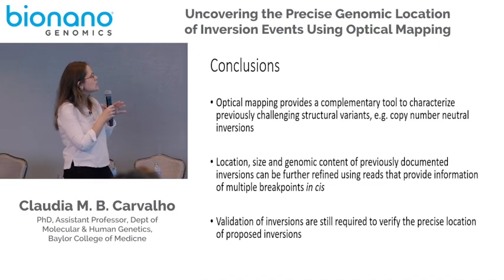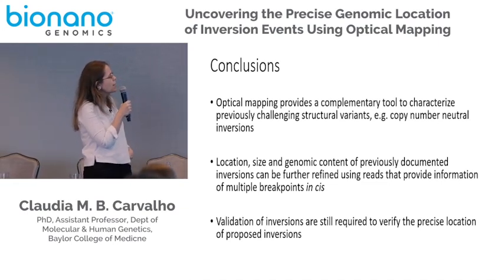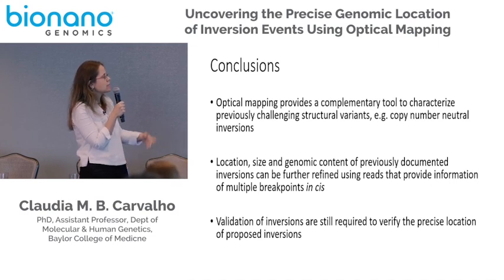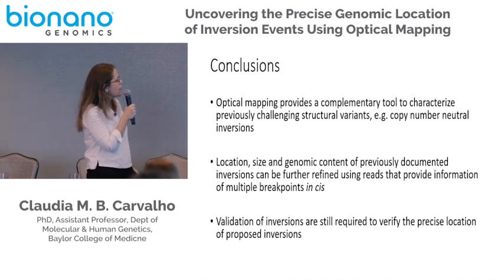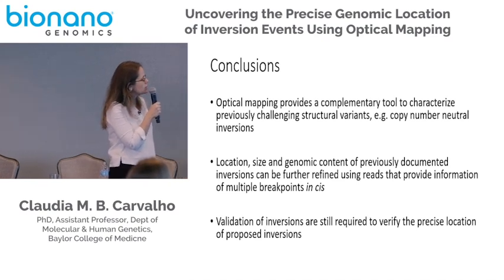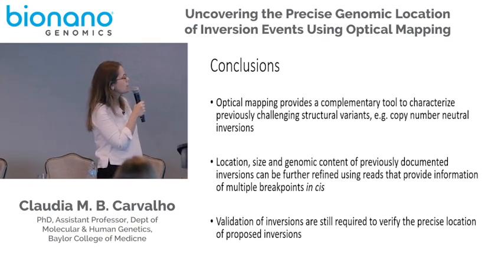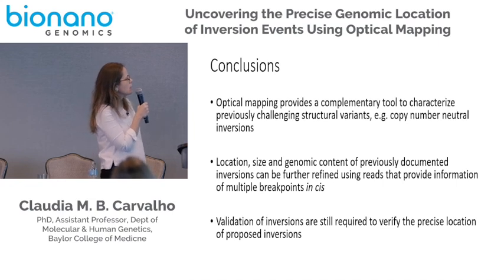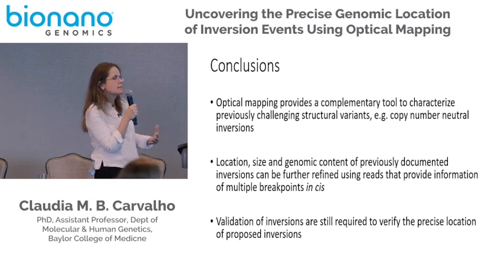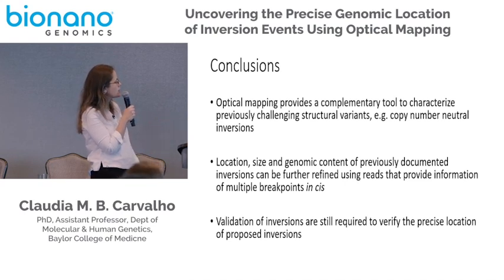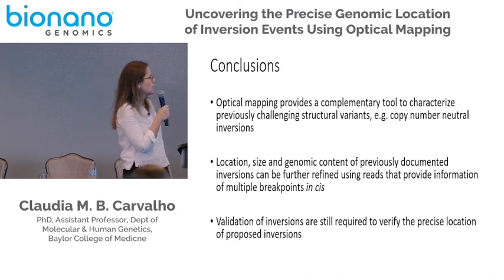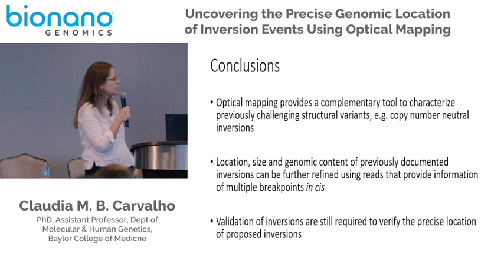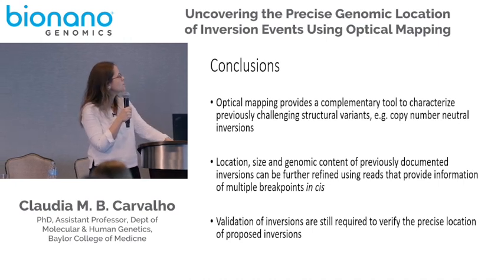So, as conclusions, optical mapping provides a complementary tool to characterize previously challenging structural variants, in this case copy number neutral inversions. The location, size, and genomic content of the previously documented inversions can be further refined using long reads, which can provide in-cis information. And of course, we still need to validate this data to have a better idea about the numbers and the precision.